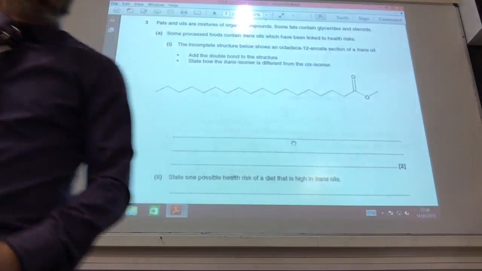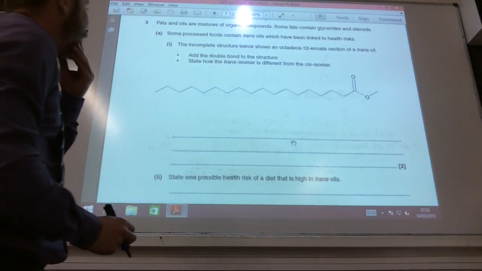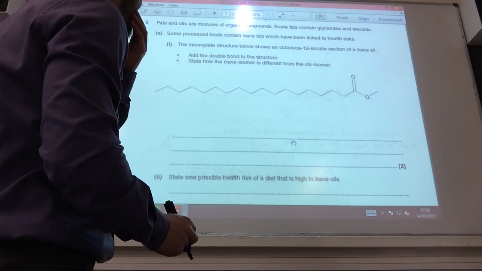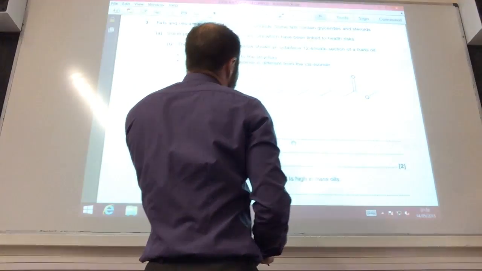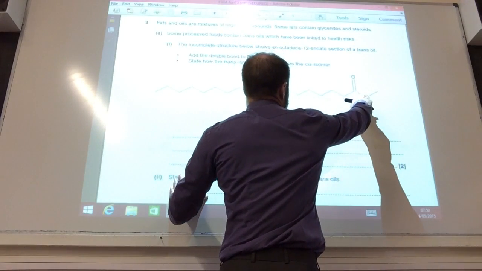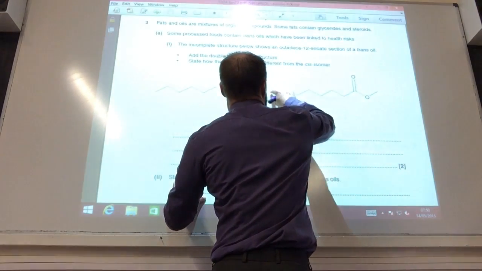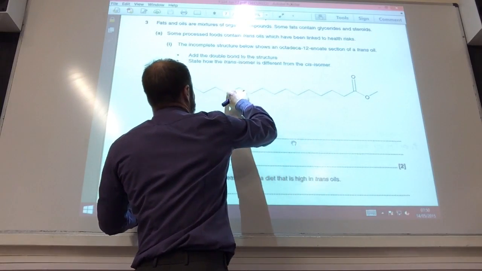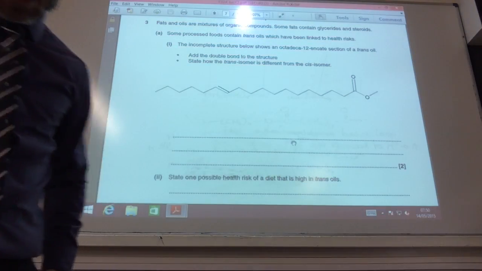Okay, so we're now on to some fats and oils. Incomplete structures shown below. Add the double bond to show where it is. So it's octadec-12-ene-oic acid, with the double bond at position 8. Remember that's number 1, 2, 3, 4, 5, 6, 7, 8, 9, 10, 11, 12. So my double bond goes there.